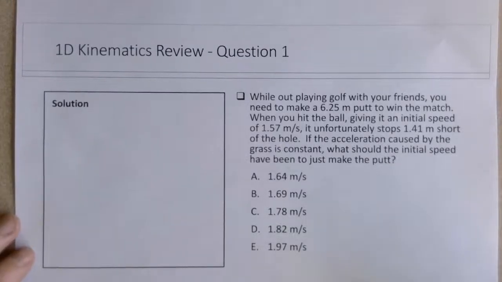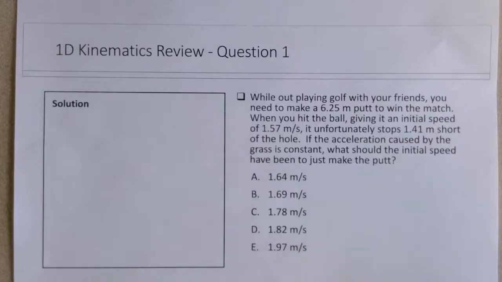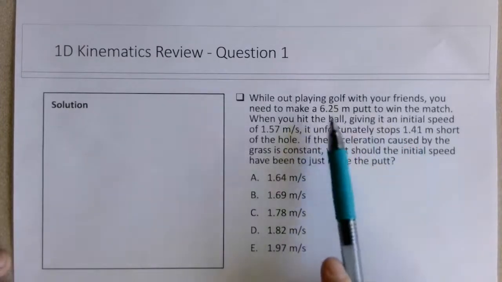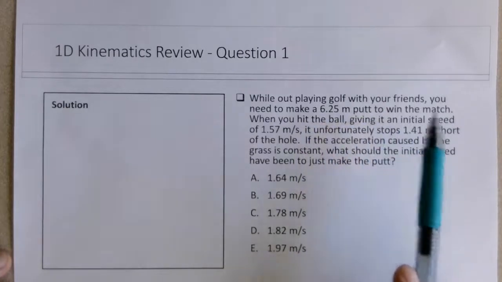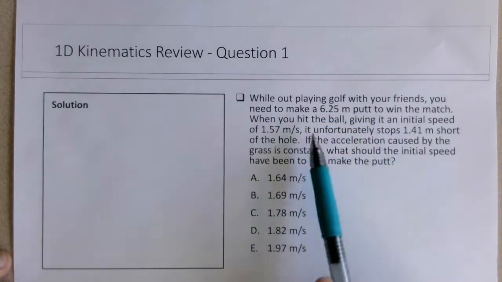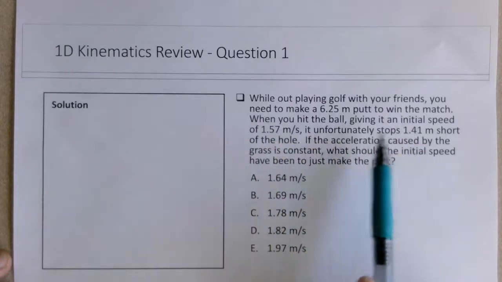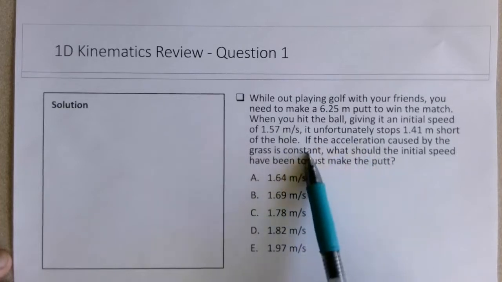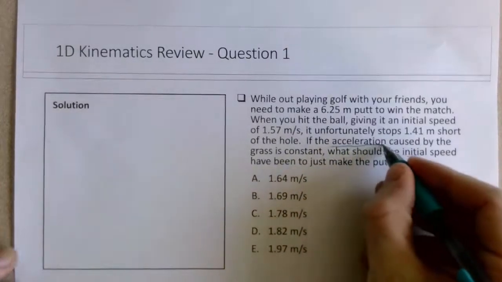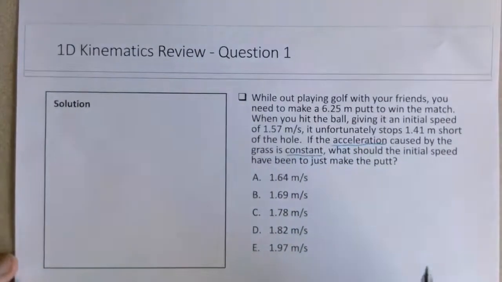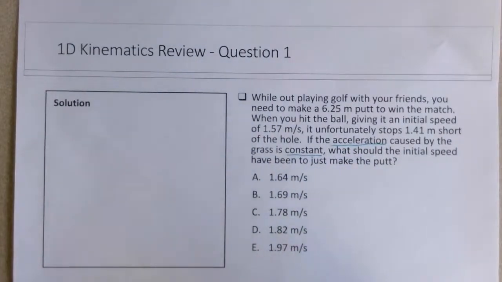Okay, so this question is related to a 1D constant acceleration kinematics problem, set in the context of the sport of golf. So you're playing golf with your friends, and you need to make this 6.25 meter putt to win the match. You hit the ball with an initial speed of 1.57 meters per second, but unfortunately it comes up short of the hole. And the acceleration caused by the grass is constant. That's sort of the indication of constant acceleration kinematics. What should the initial speed have been to just make the putt?